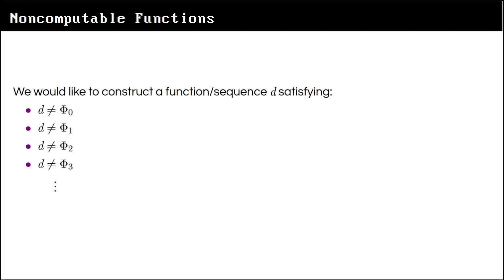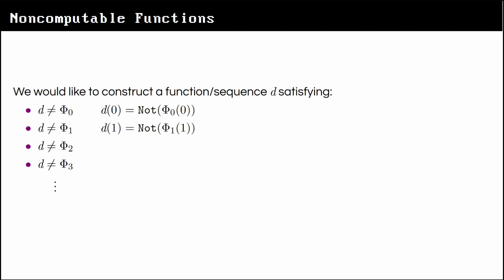To make sure d satisfies our first condition, I'm going to assign the value of d at 0 to not agree with phi sub 0. Specifically, if phi sub 0 of 0 is 0, I'd like d of 0 to be 1. If phi sub 0 of 0 is 1, I'd like d of 0 to be 0. Phi sub 0 of 0 could also be, and probably is, infinity, in which case I can choose d of 0 to either be 0 or 1. Let's say that if this case happens, we're always going to give a 0.